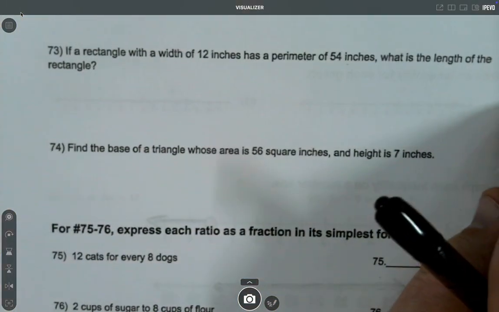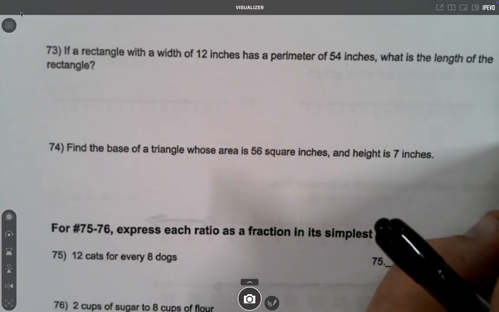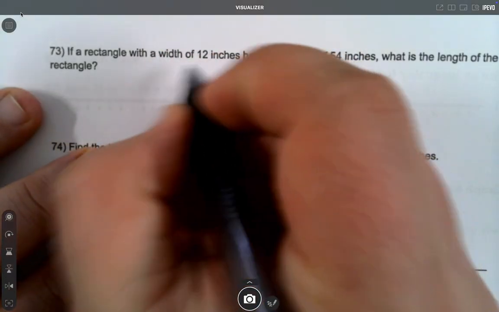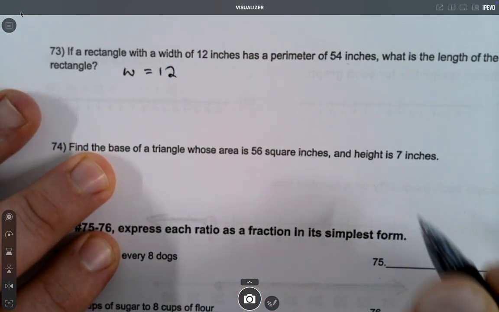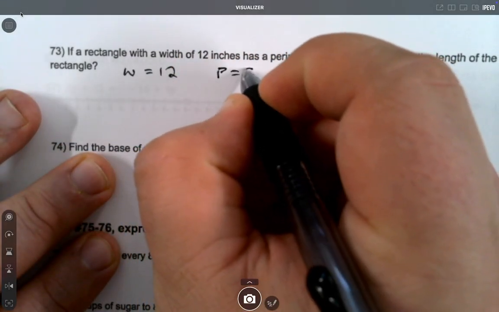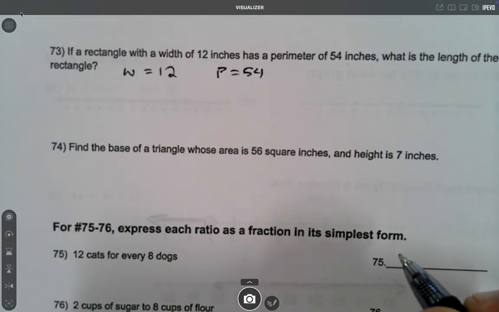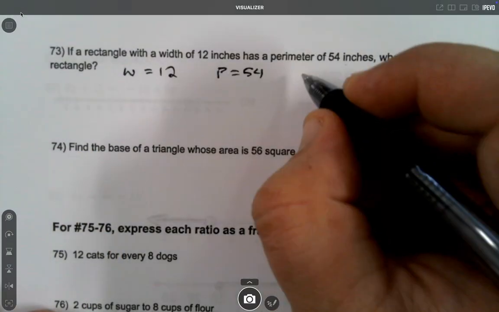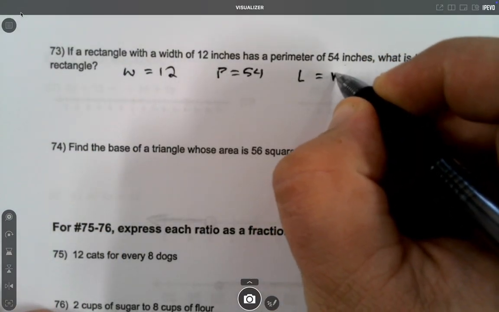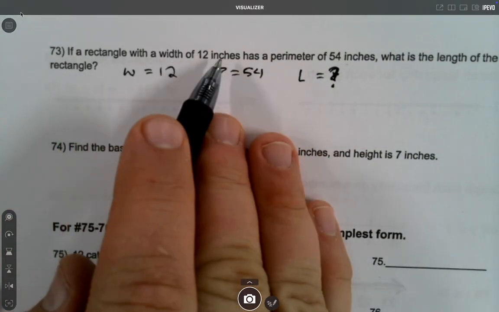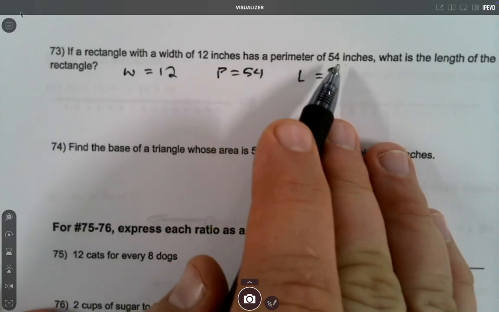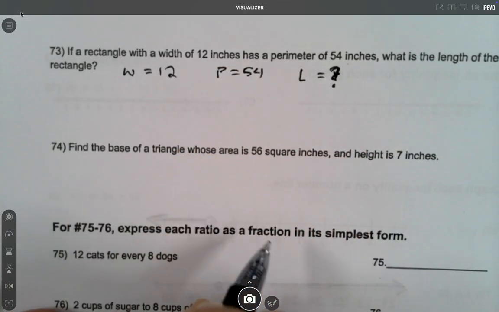Okay, 73. If a rectangle with the width of 12 inches, I'm going to write down what they tell me. Width is 12. Has a perimeter of 54 inches. What is the length of the rectangle? They tell me the width is 12. They tell me the perimeter is 54. And they ask me to find the length.